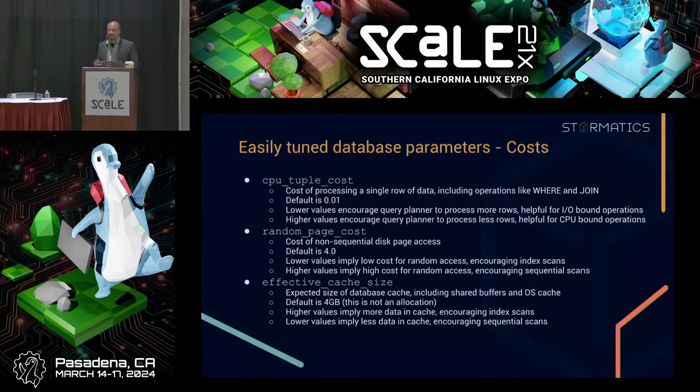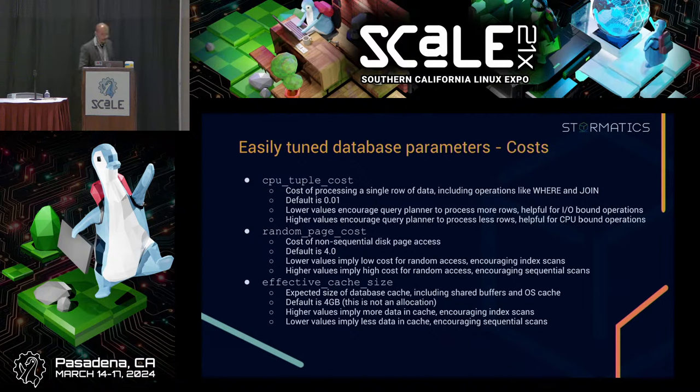If you have a magnetic drive, a spin drive, a higher value is probably more suited because it is more difficult to access random values in a magnetic disk, and it thereby encourages sequential scans, which are easier to do on a spinning disk. Effective cache size, it's not exactly a cost parameter, but it's worth mentioning because this is what the query planner expects in terms of the cache size to be available to it, and it combines shared buffers and OS cache together.